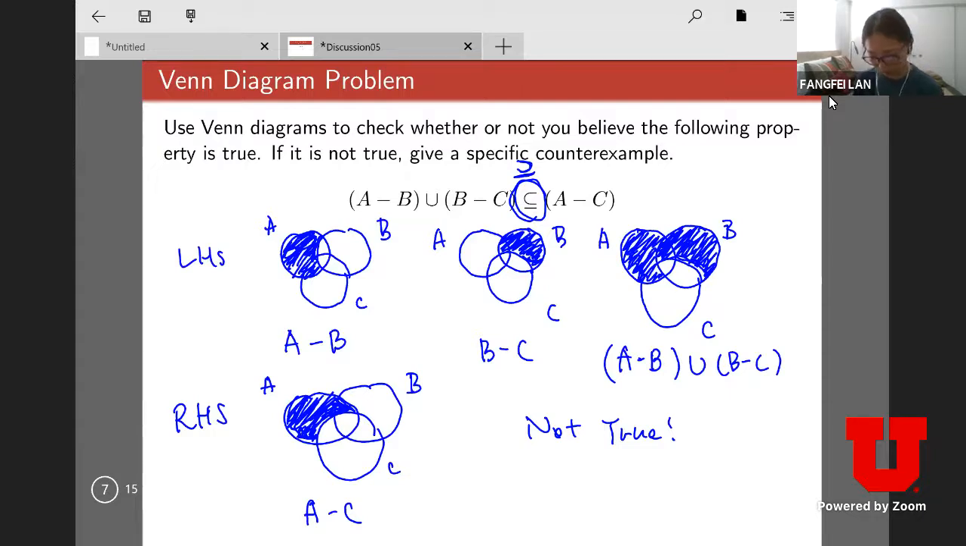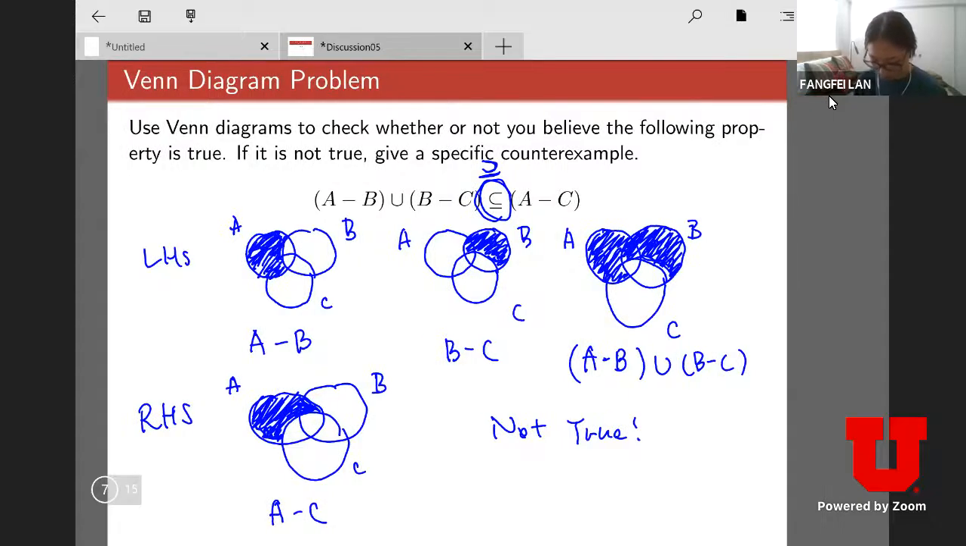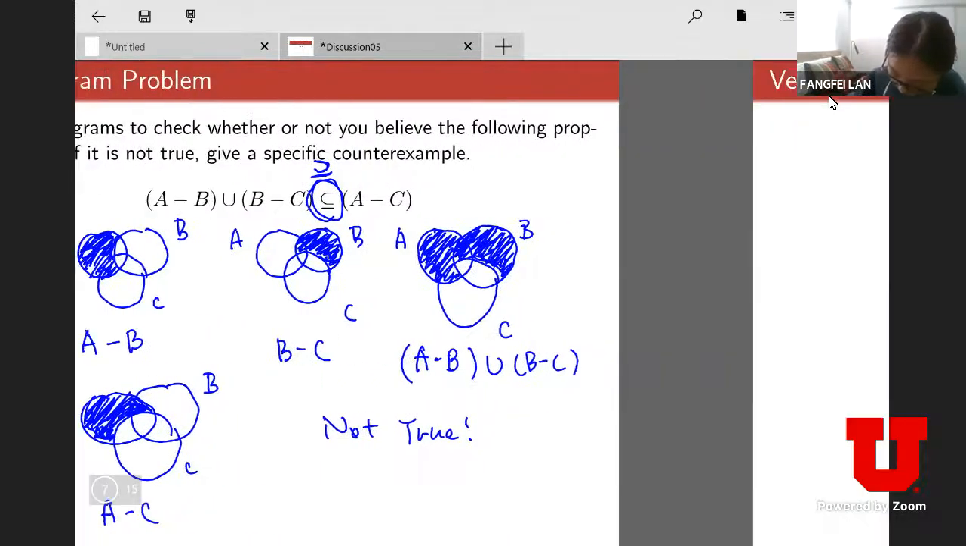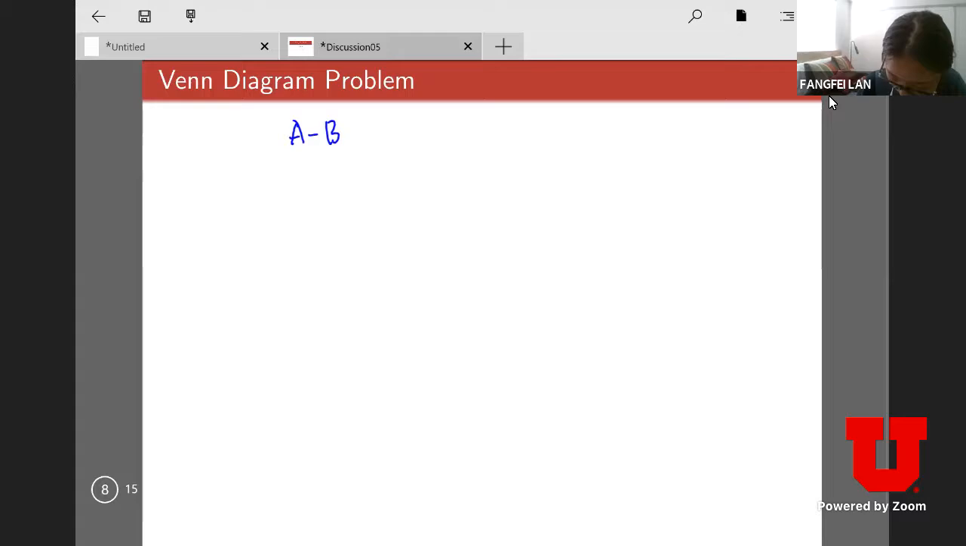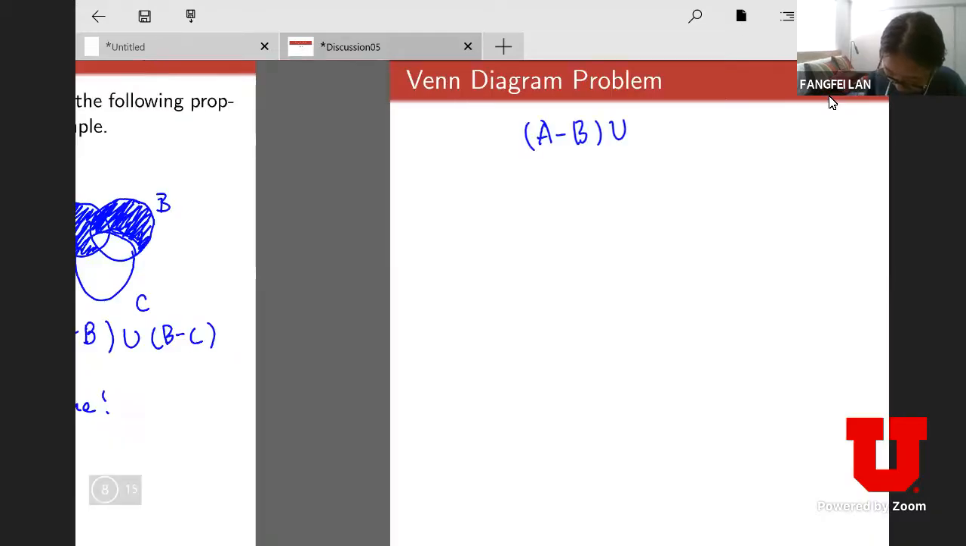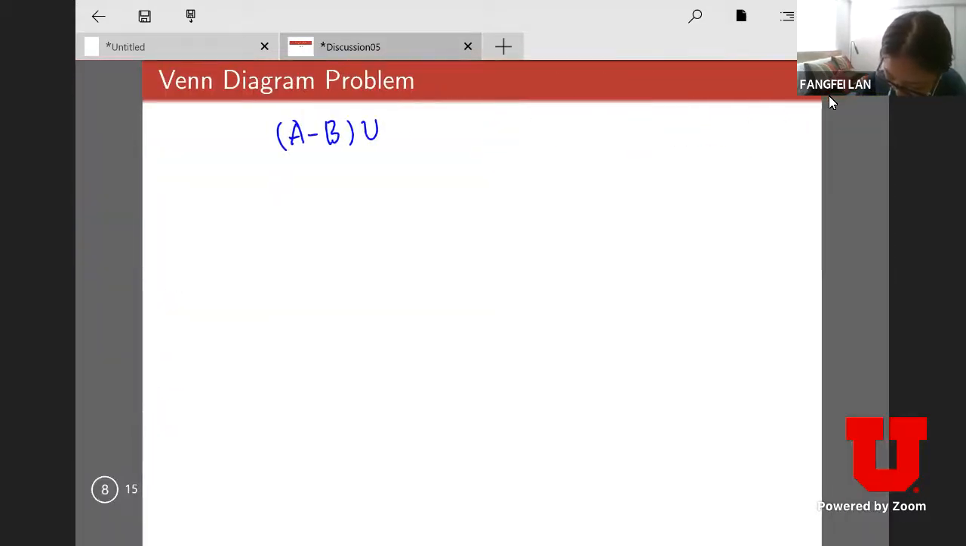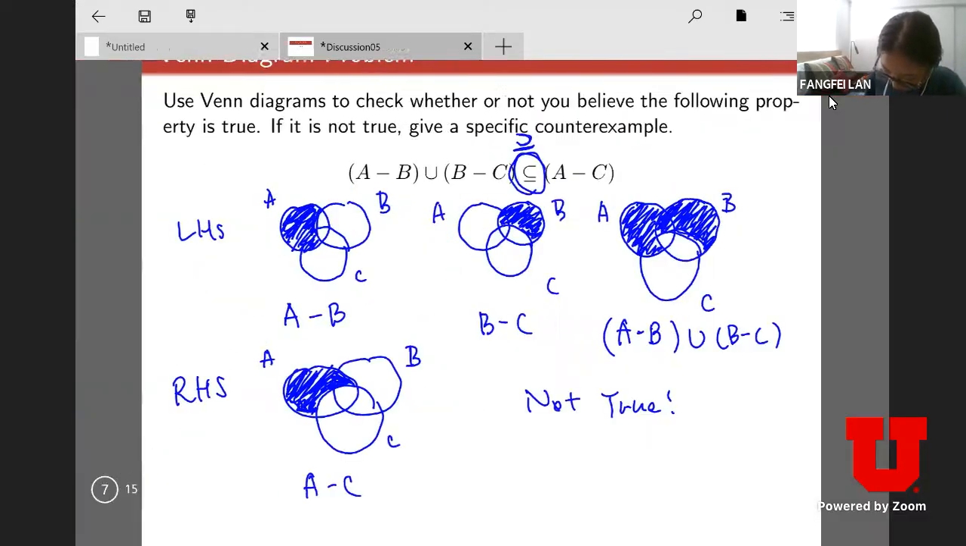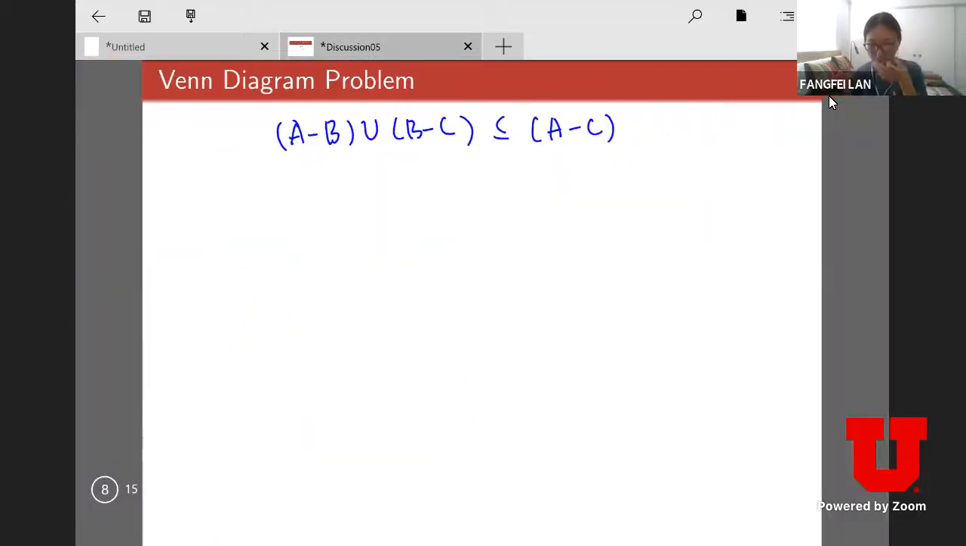And now we have to give a counterexample. Let me actually rewrite this. A minus B union B minus C is inside of A minus C, right? Yep. Okay. Is a subset of. So what we can just give.